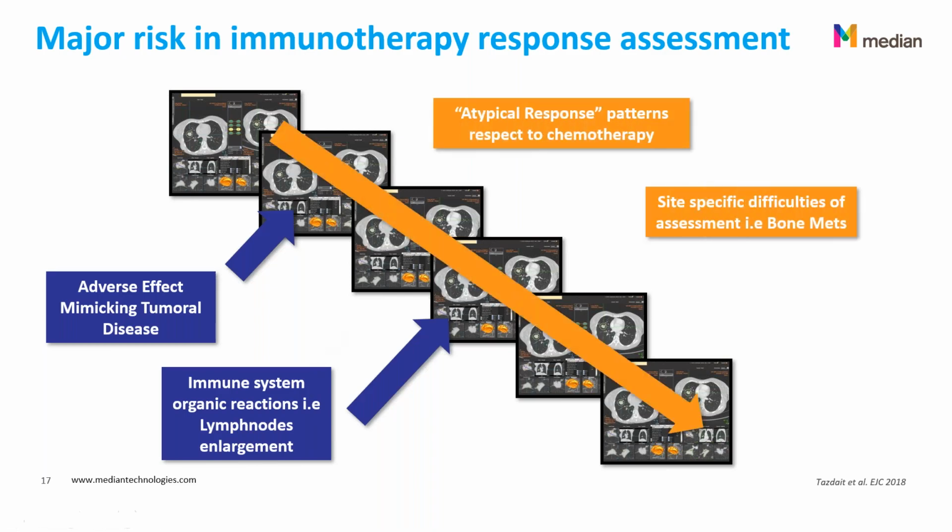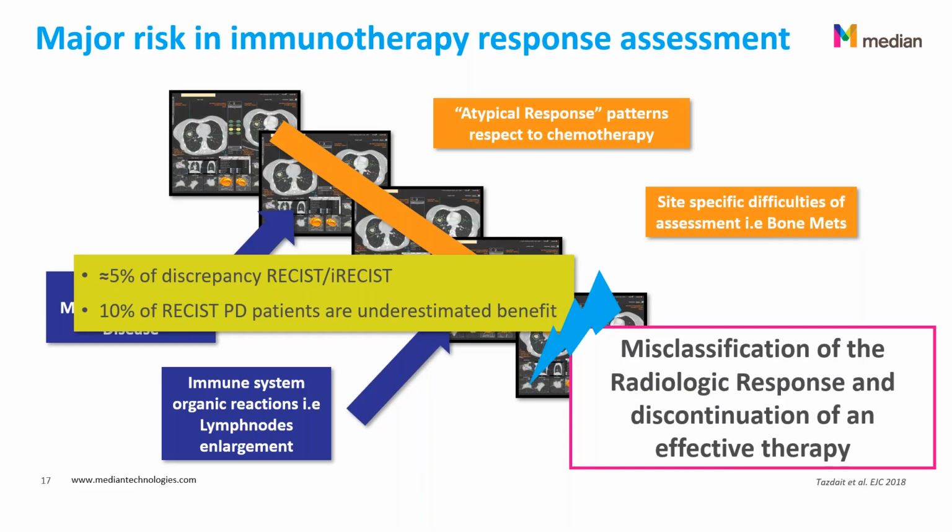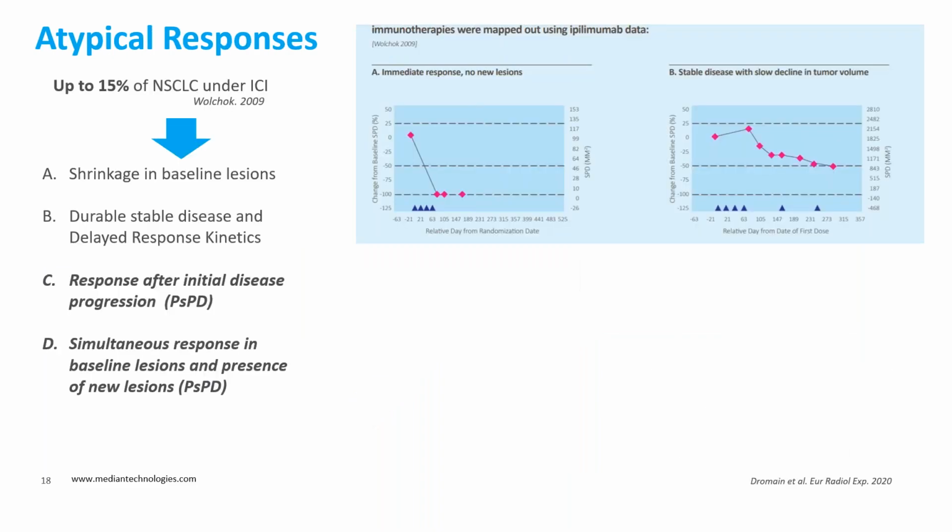The second reason for misclassification can be linked to the special type of response compared to what is observed with cytotoxic therapies. So there are also some site-specific response patterns, not specific to the immune criteria, but difficult to assess, and I will go through the bone metastases, which are especially challenging to assess for such patients. Unfortunately, these difficulties of assessment can lead to a discontinuation of a potentially effective therapy. And in the literature, Dr. Tazdait showed in 2018 around 5% of discrepancy between the RECIST and iRECIST criteria, and 10% of the patients claimed to be progressive using the RECIST criteria were actually underestimated benefits. So that showed the importance to really try not to fall in these pitfalls.